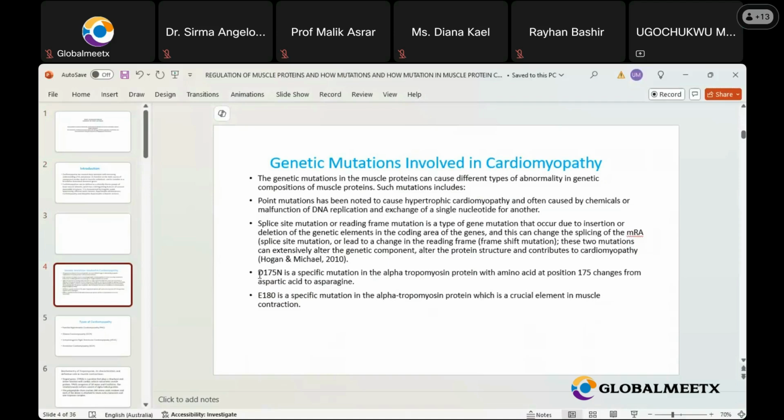The two mutated proteins that are known to cause or initiate cardiomyopathy are D175N, which is a specific mutation in the alpha tropomyosin protein with amino acid at position 175 that changes from aspartic acid to asparagine. The second mutated protein that is recognized to cause genetic mutation that affects the heart is known as E180G, which is a specific mutation in the alpha tropomyosin protein that is crucial in muscle contraction.